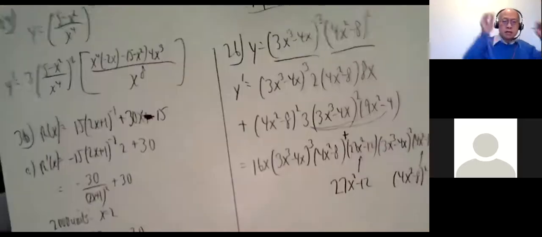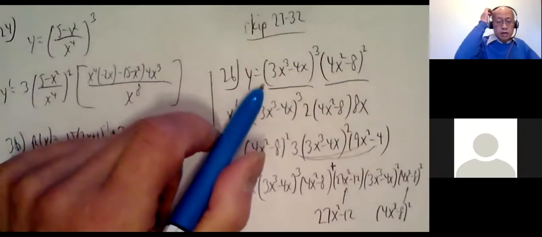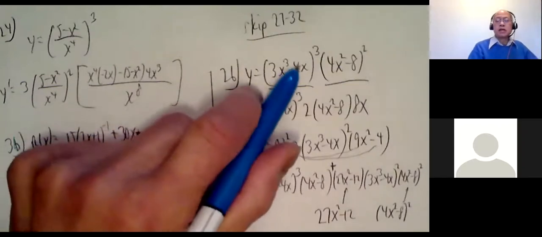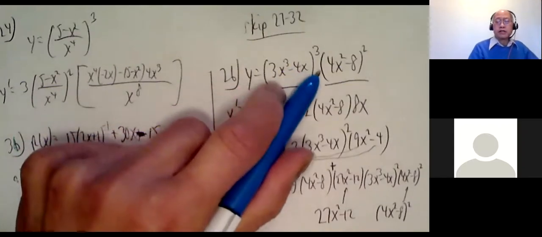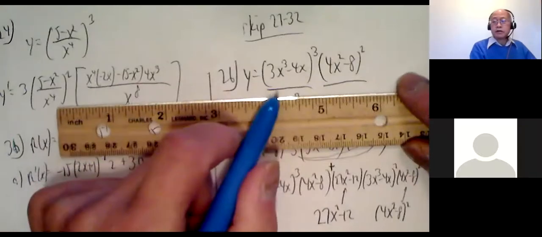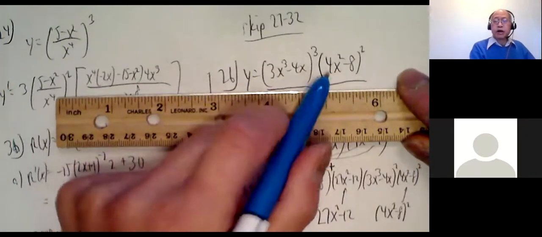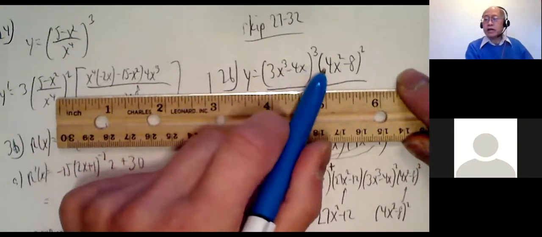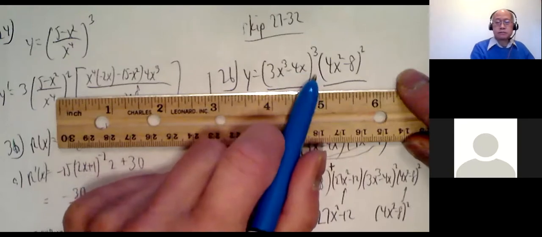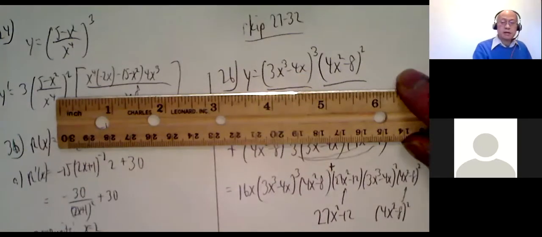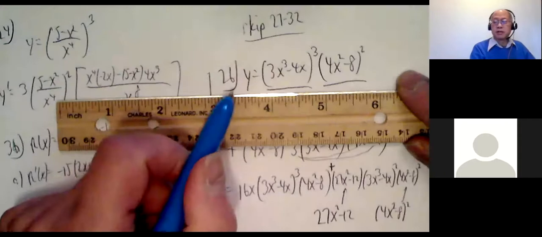All right, and then jumping over here to 26. Okay, so 3x cubed minus 4x cubed, 4x squared minus 8 squared. So once again, it's a product rule, but inside each product is a chain rule. Okay, so quite messy, obviously.